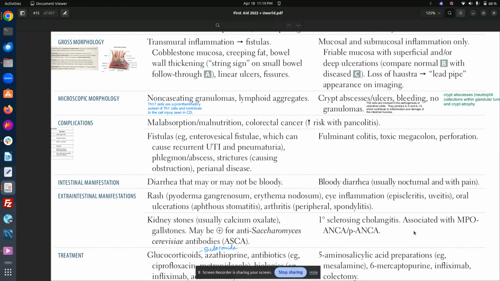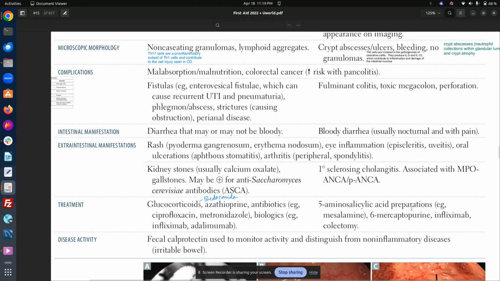Certain complications which are only seen in UC is primary sclerosing cholangitis. We'll talk about this particular pathology in our upcoming lectures. For now, just remember it is associated with primary sclerosing cholangitis. Okay, and what types of antibodies will be present in UC? MPO or p-ANCA. Treatment is 5-aminosalicylic acid preparations like mesalamine, 6-mercaptopurine, infliximab, and lastly colectomy.